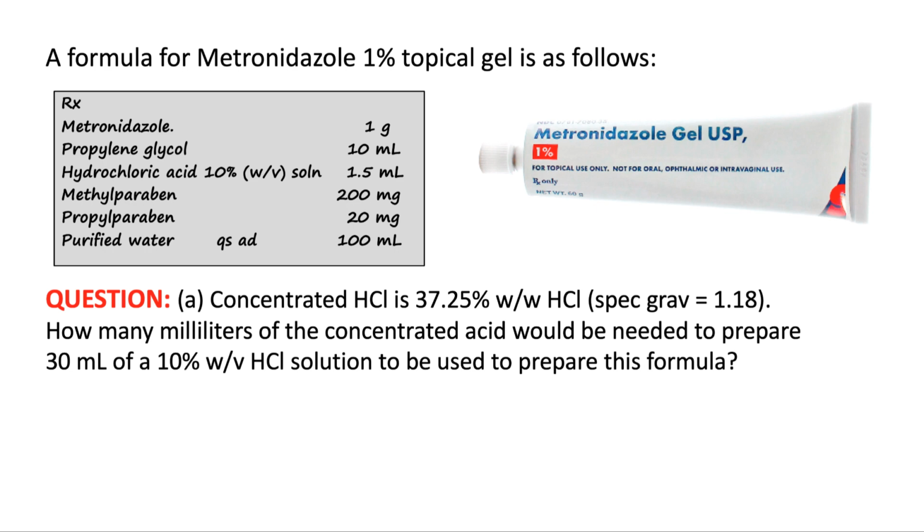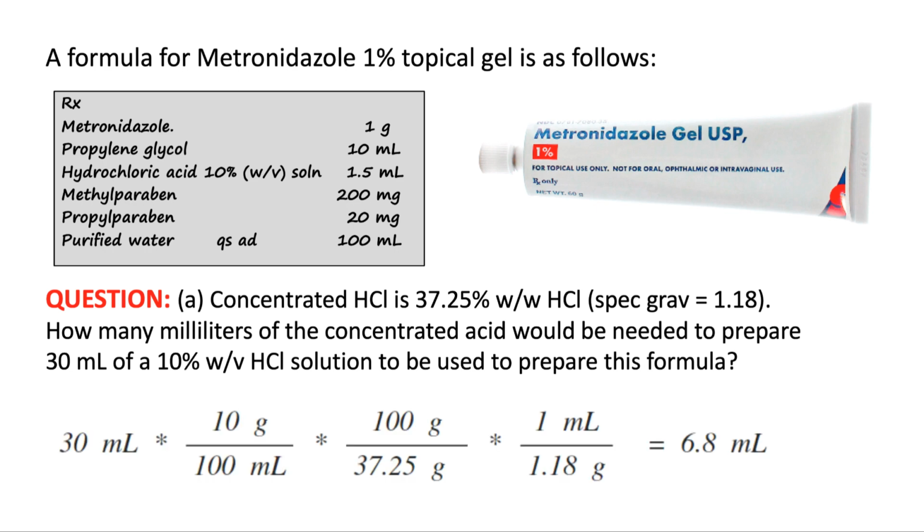Okay, so let's look back above. Remember how I talked about the hydrochloric acid used as kind of an acidifier to lower the pH? What we're using in our formulation is a 10% weight per volume solution. Okay, well, we need to make that. That doesn't come commercially available. What comes commercially available is a much more concentrated 37.25% weight per weight concentration solution. So how much of that do I need to make 30 milliliters of the solution I would then use in my formula? Okay, so there's a lot going on there, but the important thing here to realize is this is an interesting question where we're mixing weight per volume concentrations with weight per weight concentrations.